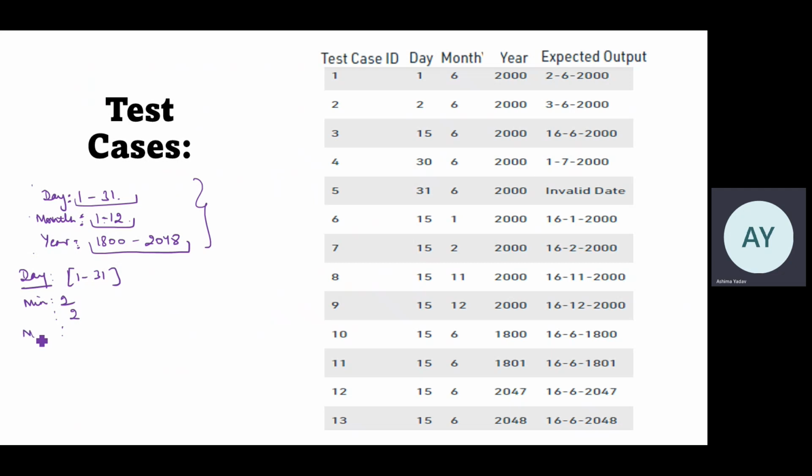Then nominal value means the middle value. So between 1 to 31, let's say I take 15 as the nominal value. Okay, and then the value just above the maximum. So above the maximum, first, what is the maximum? Maximum value is 30. Okay, so value not just above, value just below the maximum.